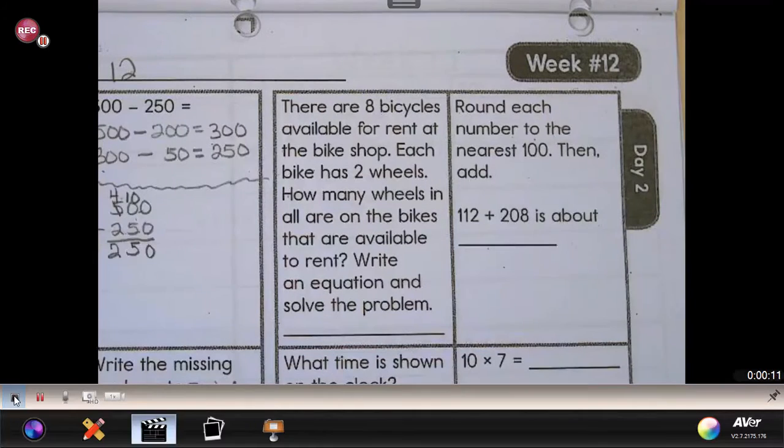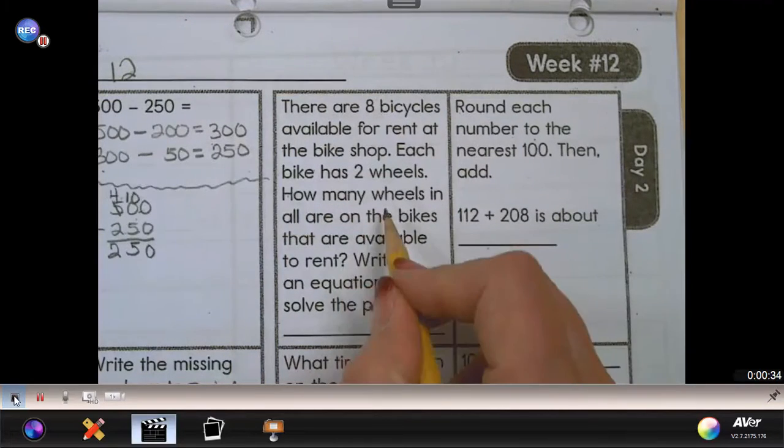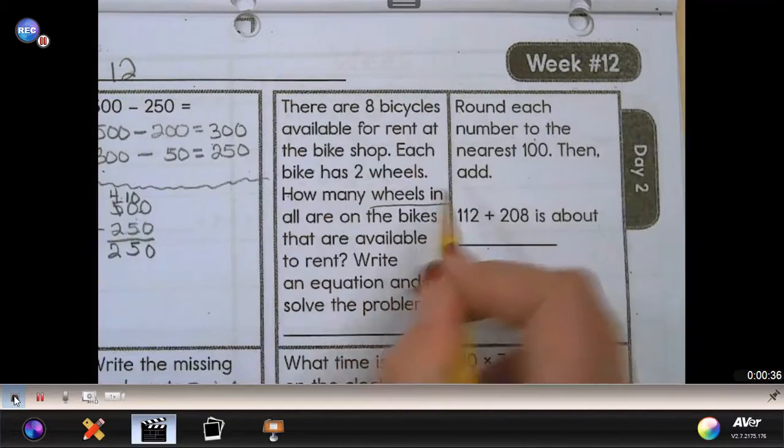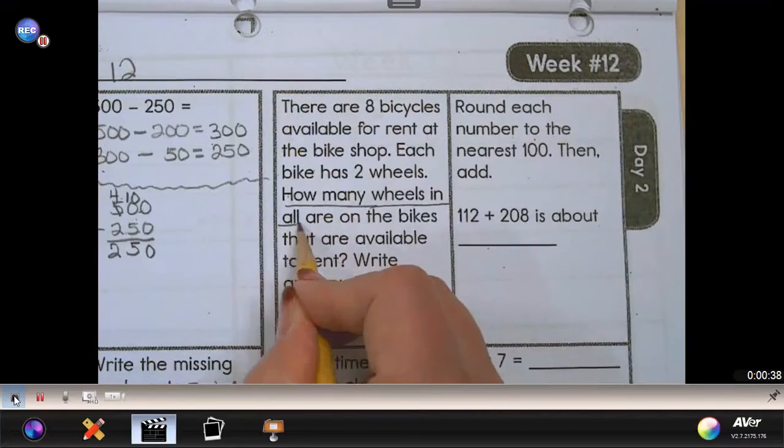We're going to take a look at our DMA for this morning, and we're going to look at our first problem, which says there are 8 bicycles available for rent at the bicycle shop. Each bicycle has 2 wheels. How many wheels in all are the bikes that are available to rent? So we're looking for the number of wheels. How many wheels are there in all?